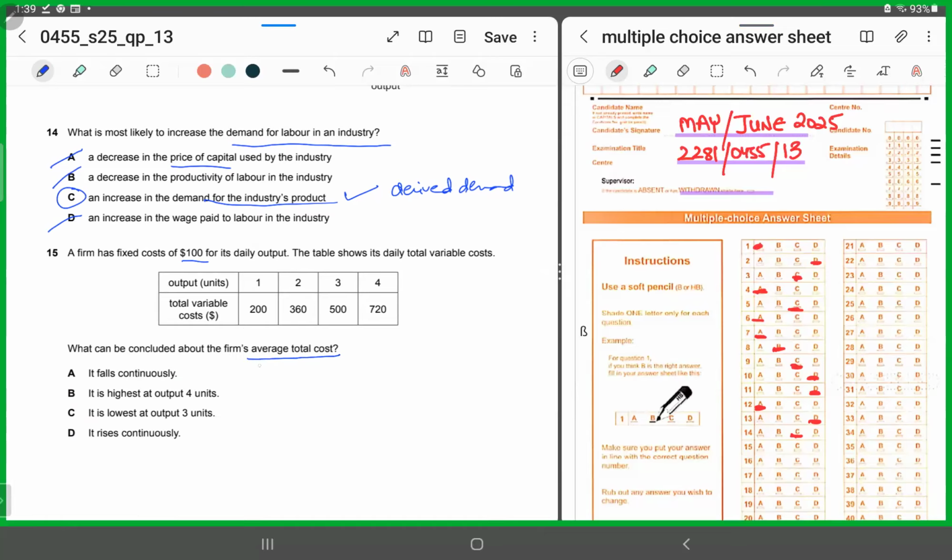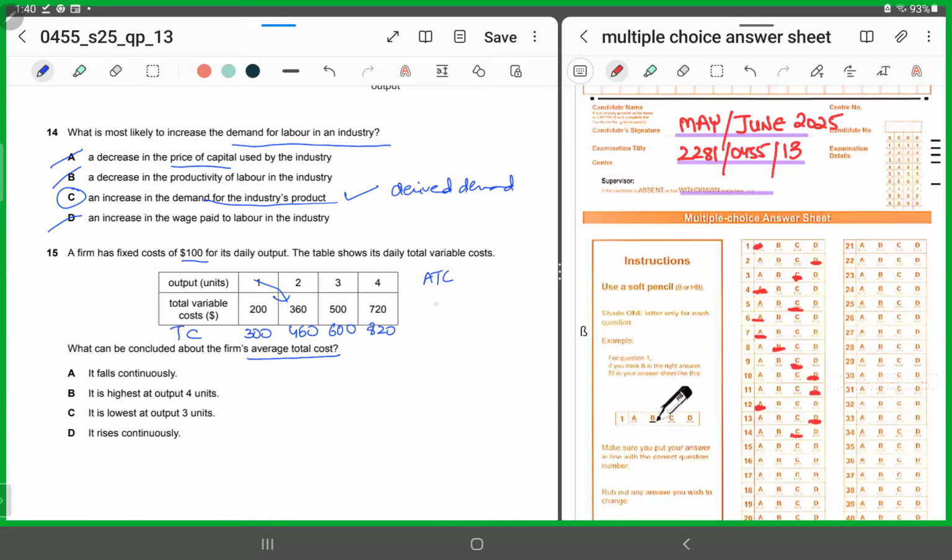I would calculate the total cost by adding $100 to each of the variable costs. So 200 add 100, the total cost would be $300. 360 plus 100 would give you 460. 500 add 100 would give you 600, and 720 add 100 would give you 820. Now we'll calculate the average total cost for each.